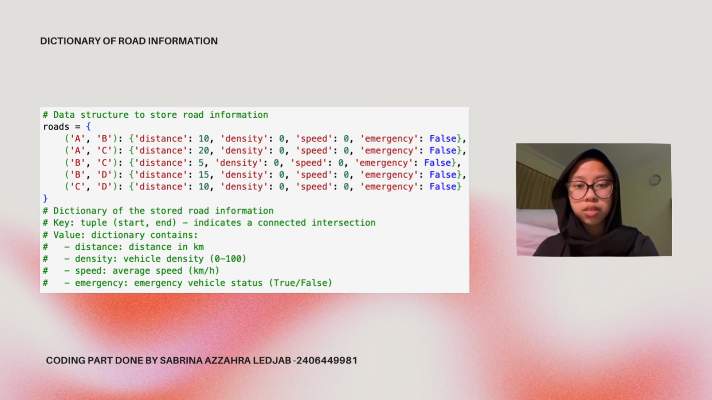The main function ties everything together. It takes the user's inputs, runs the simulation, and shows the final result. As you can see here in the code, this is what the dictionary looks like. For example, the road from A to B is 10 kilometers long and has zero traffic right now and no emergency vehicles, and so on.